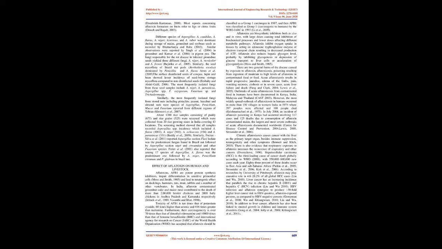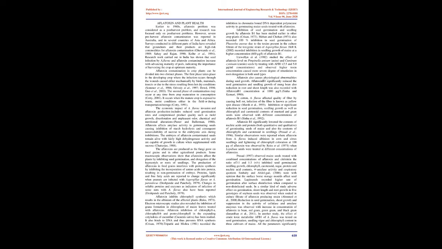In horticultural crops, fruits and vegetables appear to be minor sources of mycotoxins and are primarily associated with dried fruits, figs and prunes, certain processed products, apple and grape juice, and are probably apples and grapes, Dombrink-Kurtzman, 2008. Most reports concerning aflatoxin formation on fruits refer to figs or citrus fruits, Drusch and Ragab, 2003. Different species of Aspergillus, A. candidus, A. flavus, A. niger, A. terreus, and A. ruber were dominant during storage of maize, groundnut, and soybean seeds as recorded by Bhattacharya and Raha, 2002. Similar observations were reported by Singh et al., 2004, in groundnut and Kumar et al., 2004, in pigeon pea.